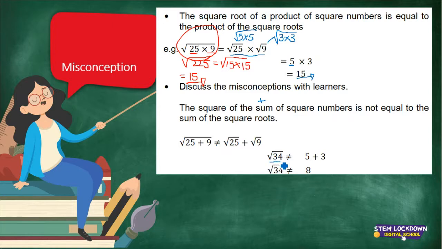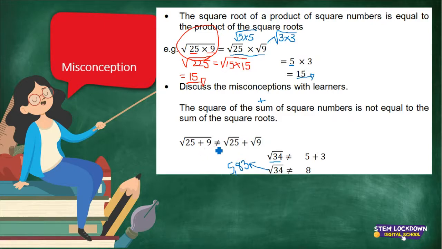The square root of 34. If you're using a calculator, for this one you need a calculator. Let me just take out my calculator. The square root of 34 is 5,83. So the answer here will actually be equal to 5,83.